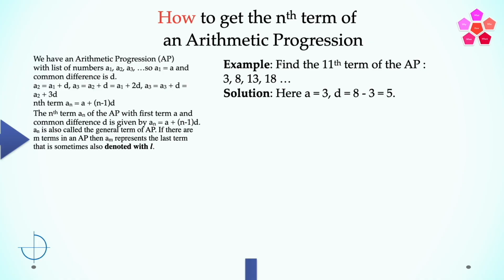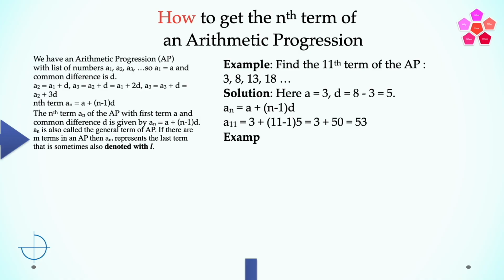So now we know the formula an is equal to a plus (n minus 1) multiplied by d. We apply the values, and we see that a11, that is the 11th term, is equal to 3 plus (11 minus 1) multiplied by 5, which is the common difference, which is equal to 3 plus 50. So here we see finally that the 11th term of the AP given above is 53.